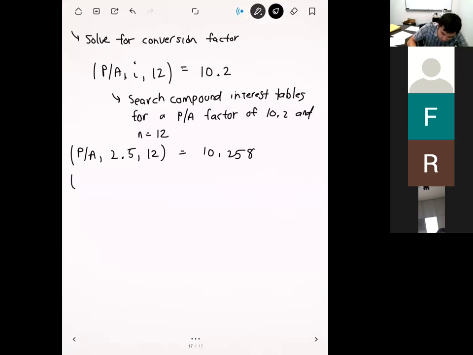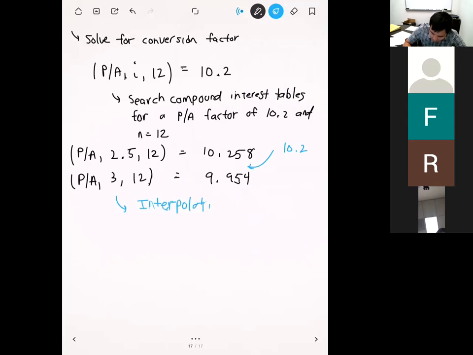And so let's check the one above this. If we look at the P over A factor for i equal to 3%, then what we get is 9.954. Okay. What we see from these numbers is that the 10.2 that we have is right in between, and so let's interpolate between these two. It's a little bit different from the interpolation we did in the last problem, because we're not interpolating present worths, but instead we're interpolating between these factor values.